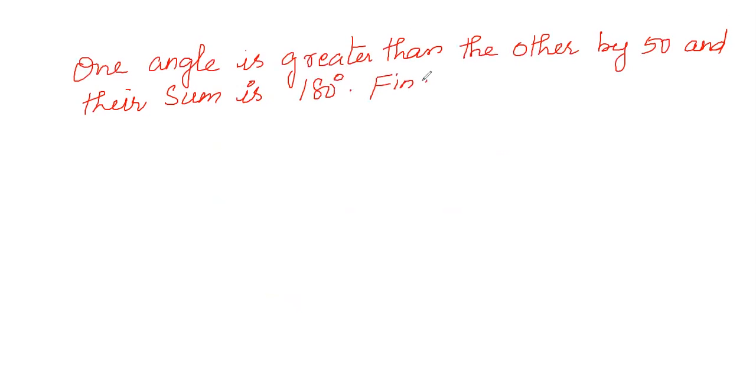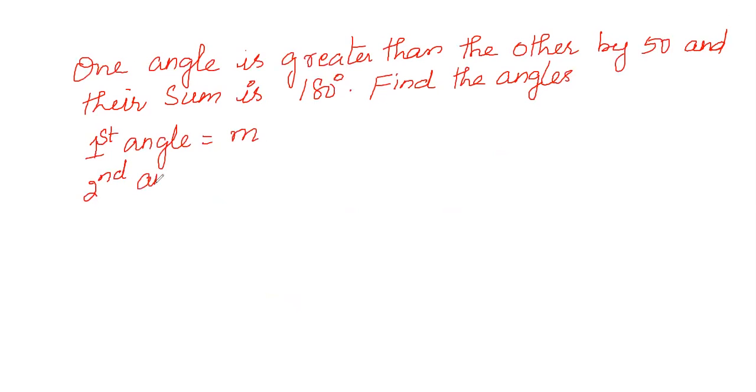This is the question, right? So read the question before you proceed. One angle is greater than the other by 50. We don't know what the angles are, right? So let the first angle be m, any variable m. What is the second angle? It is more than the first by 50, so m plus 50.